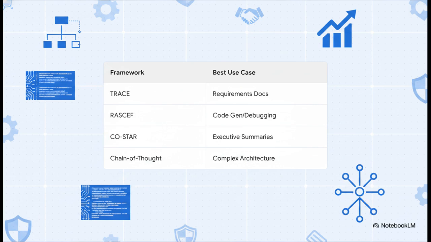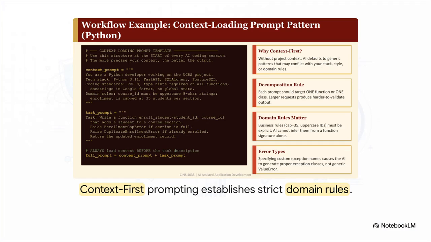For actual code generation and step-by-step debugging, the RASCEF framework, which stands for Role, Actions, Steps, Context, Examples, and Format, is incredibly powerful because it literally forces the AI to match your specific tech stack. Doing client-facing proposals? Use CoStar. And for complex data model design or architectural trade-offs, use Chain of Thought to force the AI to explicitly show its reasoning steps.